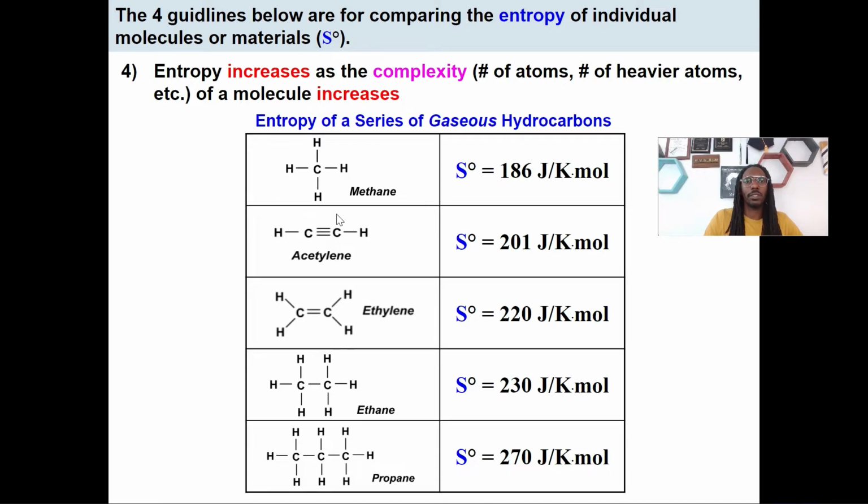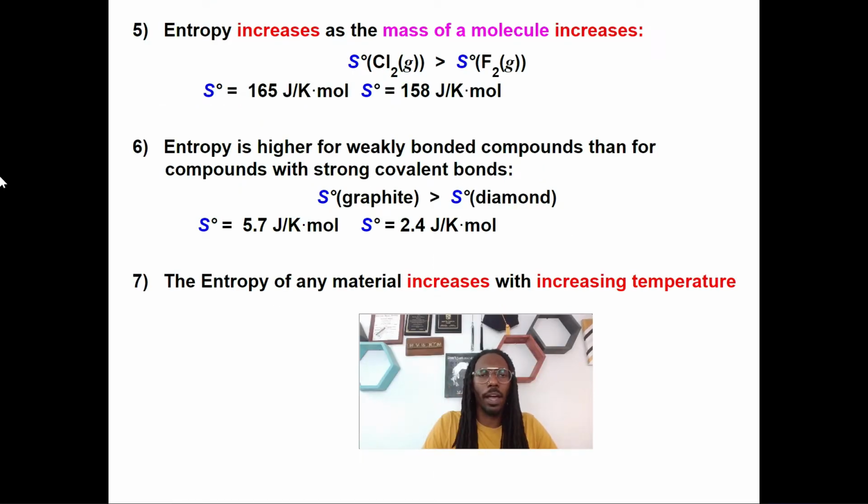As you increase how complex it is, either by the number of atoms or if they're heavier, what do we notice here? The entropy has increased for each one. If we look at propane, we have 3 different carbons bound to a lot of different hydrogens. We can see that the entropy has increased from these 2. It's not significant, but we can see an increase in entropy based on how complex it is. The 5th guideline, once again, we're comparing to each other.